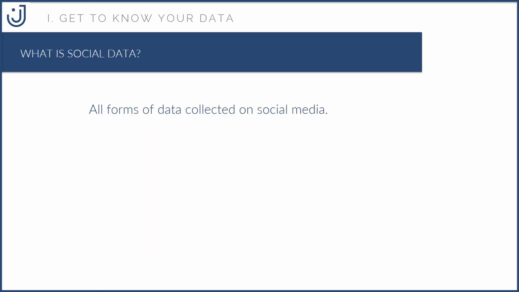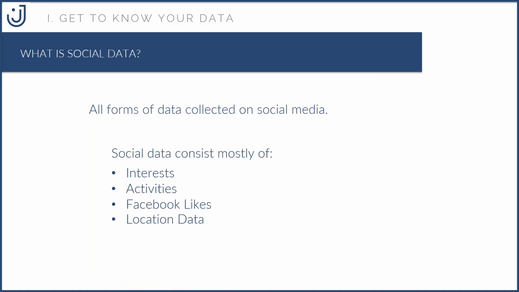So data is the number one key to a good decision. Why? What is social data? Good question. Social data is all forms of data collected on social media. It's important to know what you're collecting there, and social data looks something like this. Interests, activities, Facebook likes, location data, so on and so forth.